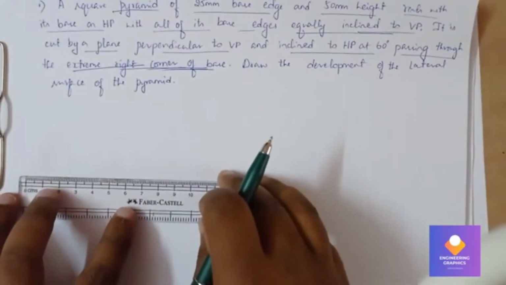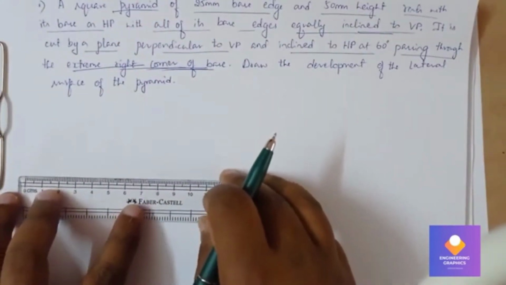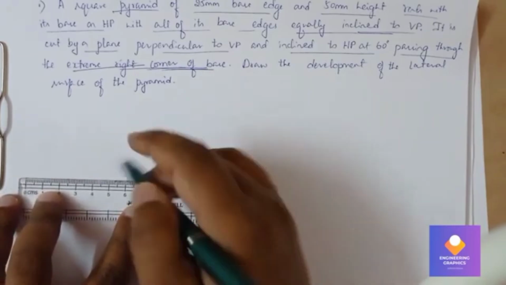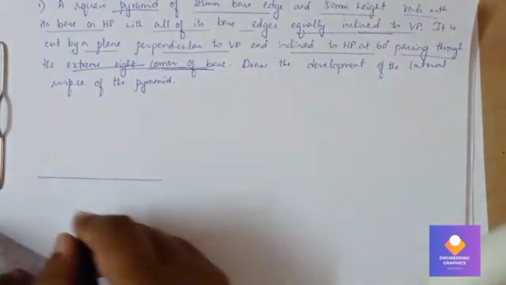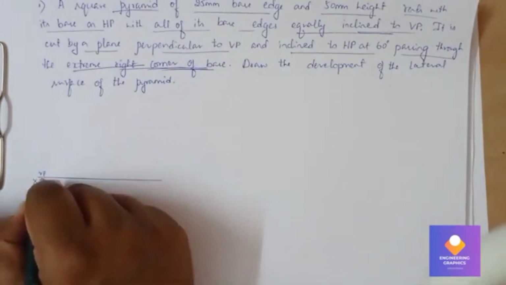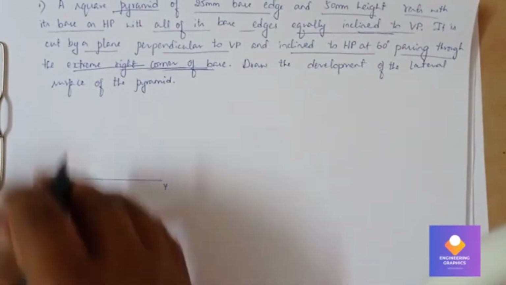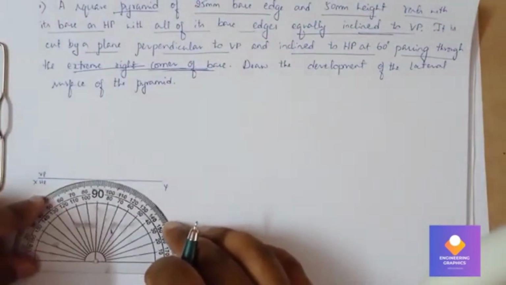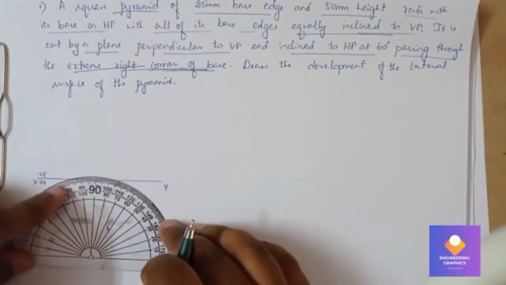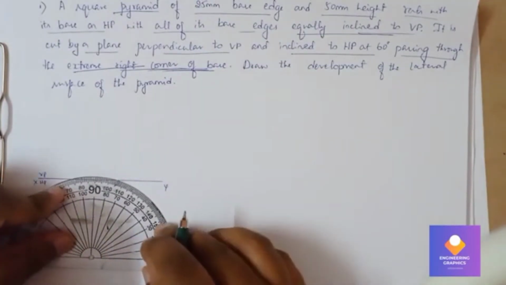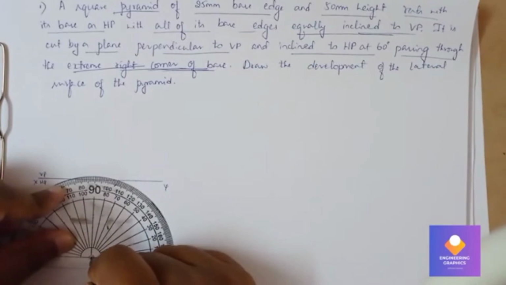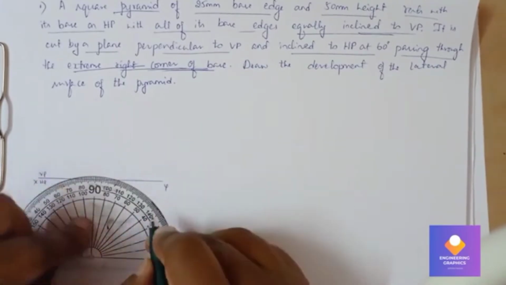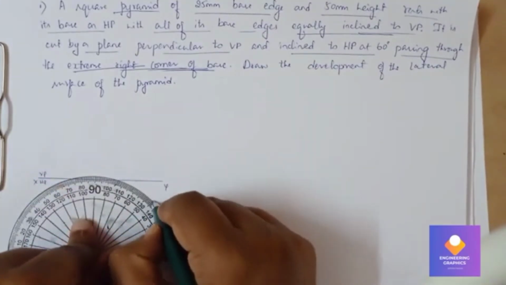First we need to construct a square with respect to the corner, because they have mentioned that all of its base edges are equally inclined to VP. That means we need to construct with the corner here. First we draw the XY line, VP and HP, first quadrant. Now with the help of the protractor, I'll be marking a reference point. From this reference point we can mark an angle of 45 degrees on both sides.